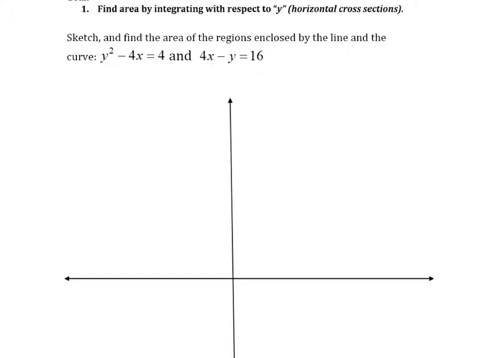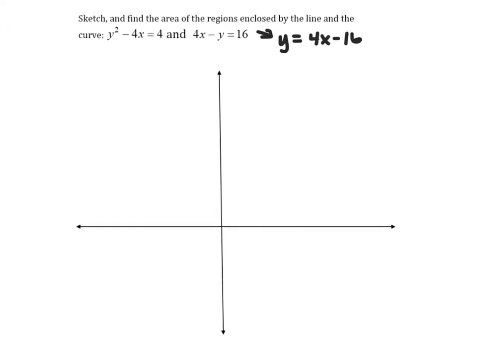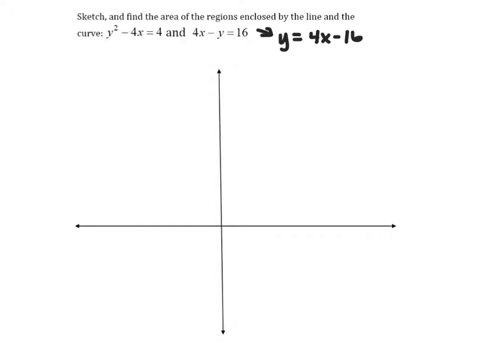with respect to y. So this right here is going to be easiest to graph if I have y all alone. And I'd have y all alone if I subtract 4x and divide by a negative 1. So that would be 4x minus 16. Okay, so let's sketch that real quick. That'd have a slope of 4 and a y-intercept of negative 16. Alright, so let's call that y1.